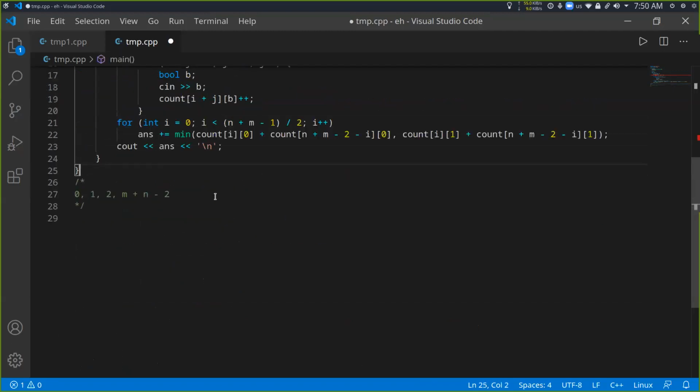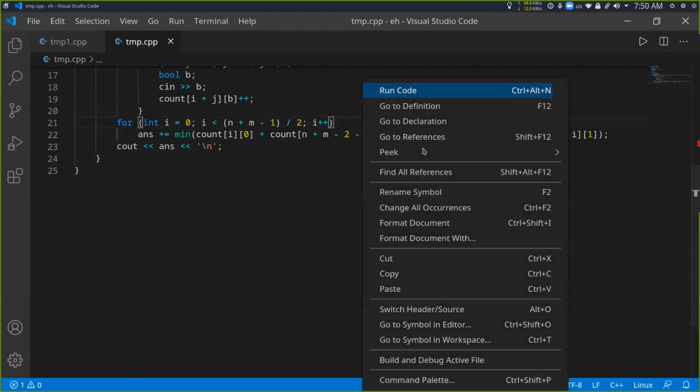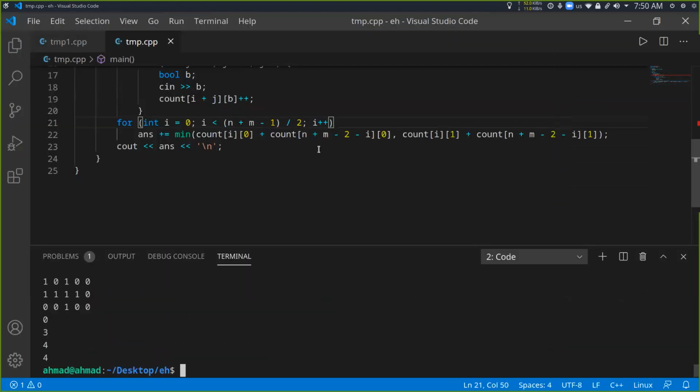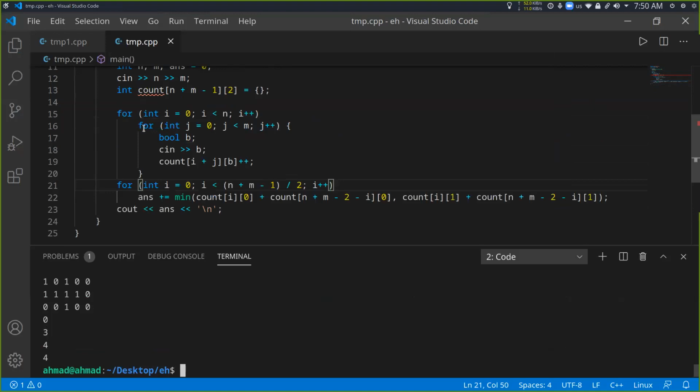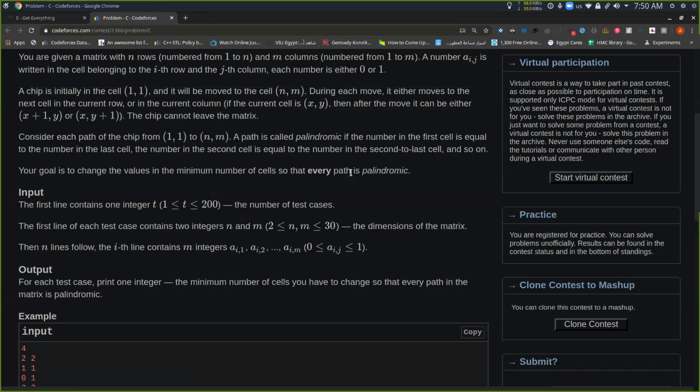So let's try this for the example. But the question says the chip is moving from top to bottom. They're not saying to take the minimum of 0 and 1 and replace the diagonals with the minimum, right? It should be 1 always.